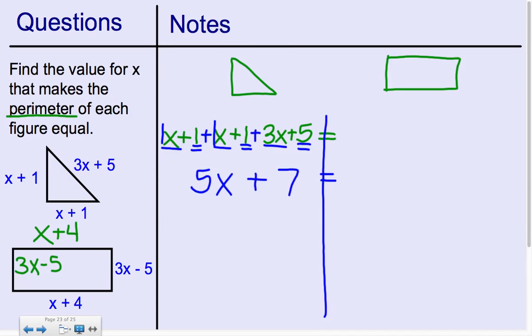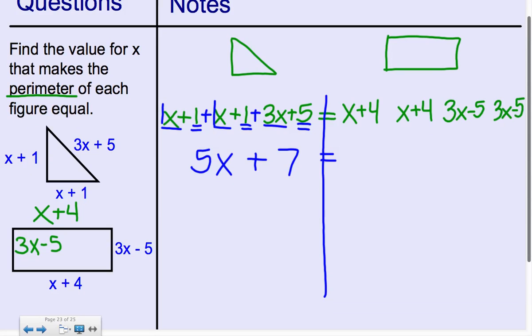So then I'm going to add all 4 sides. So x plus 4, x plus 4, 3x minus 5, and 3x minus 5. Again, it's perimeter, so I want to add all four sides. So x, x, 3x, and 3x. So 1, 2, 3, 4, 5, 6, 7, 8x. 4 and 4 make 8. 8 minus 5 is 3. 3 minus 5 is negative 2.